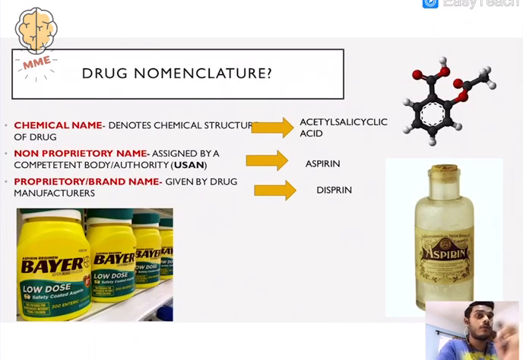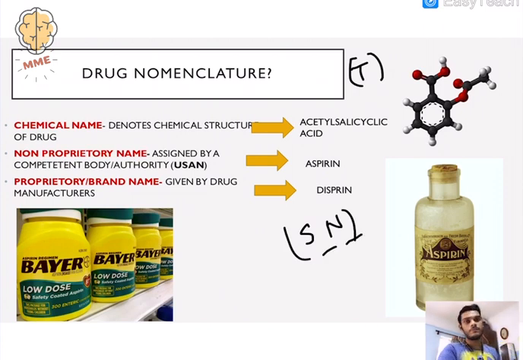Okay, this is another topic, which is very important for your theory examination, and it comes as a short note. So, what exactly is drug nomenclature? As the name suggests, nomenclature refers to the process of giving names, right? So, a drug has three names or three different nomenclatures.